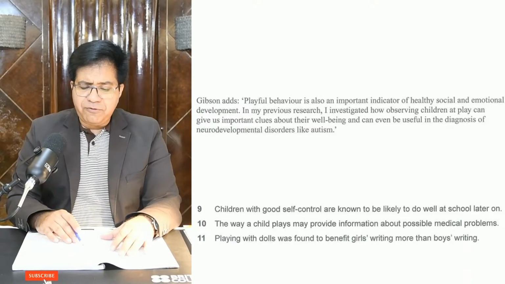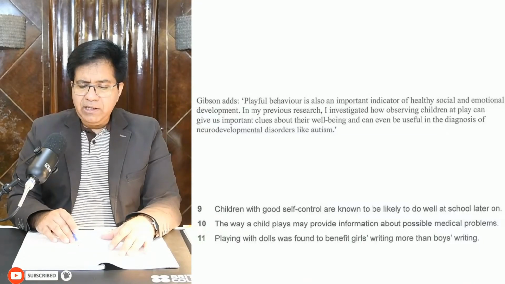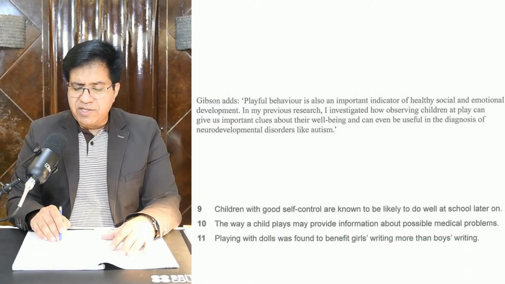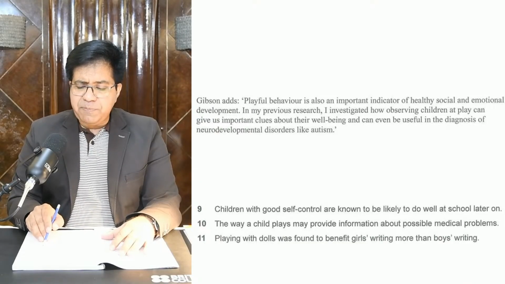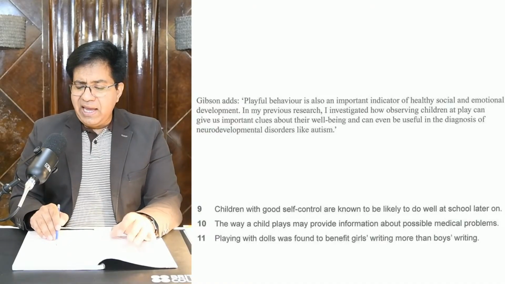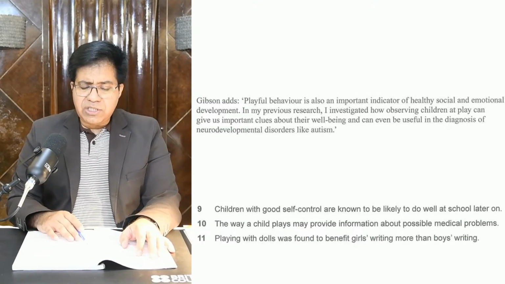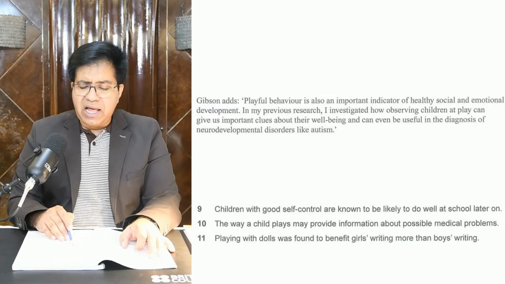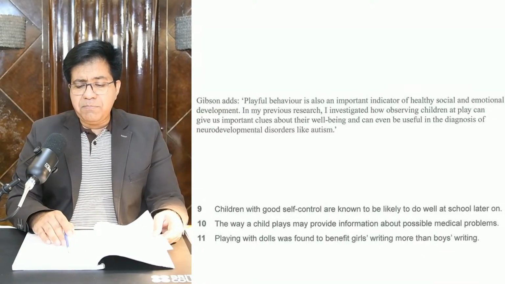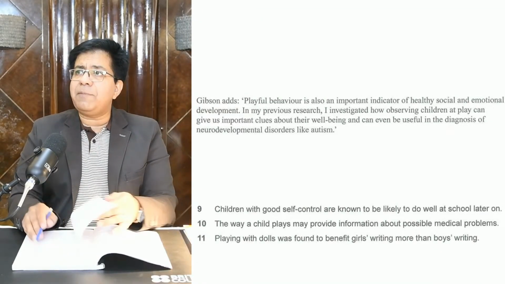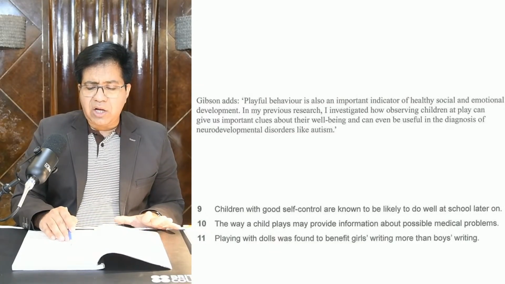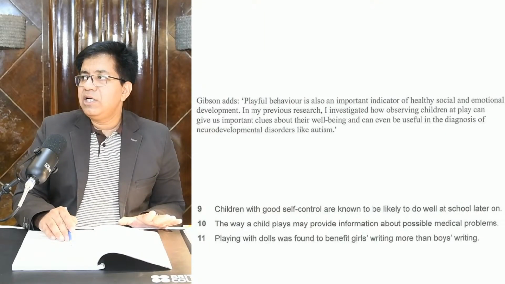I'm reading this paragraph from second line. Gibson adds second line. In my previous research, found it? Okay. In my previous research, I investigated how observing children at play can give us important clues about their well-being and can even be useful in the diagnosis of neurodevelopmental disorder like autism. What is the question? The way child plays may provide information about possible medical problem. And what is that possible medical problem? Neurodevelopmental disorder like autism. Okay, so answer is true.